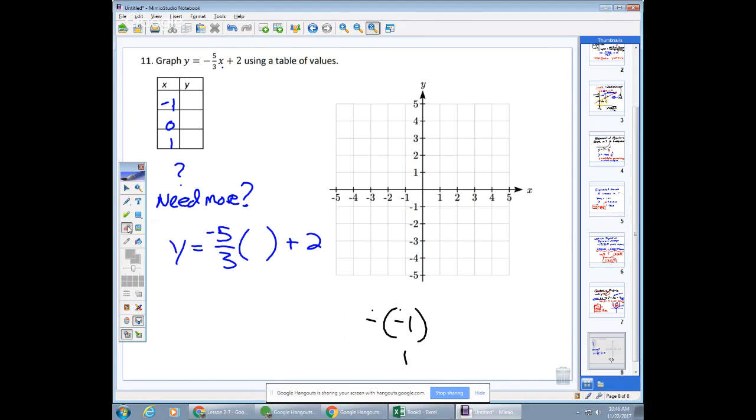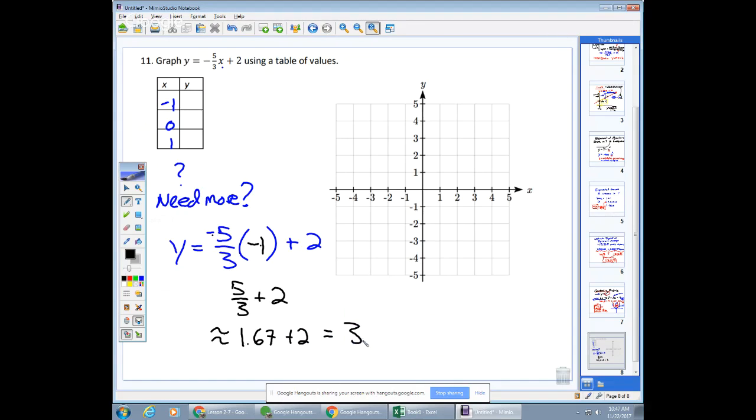So yeah, erase that. All right, so let's see. What do we get here? I plug in -1. Negative times a negative is a positive. So that gives me 5/3 + 2. And then there's a couple ways you can do it. Just whip out your calculator. 5/3 is about 1.67. Add that to 2, and we get 3.67.